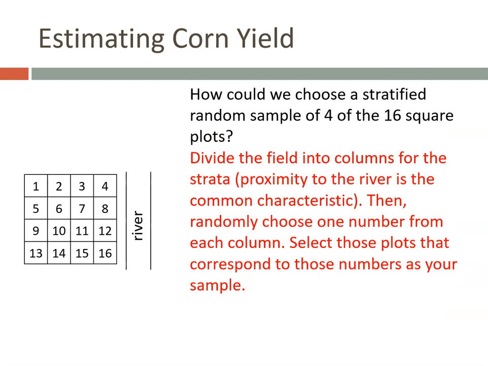How could we do a stratified random sample of 4 of the 16? With stratified, you need to make them into groups that are alike, and then you pick some from each group. So in this case, I'm going to divide the field into columns for my strata. The common characteristic is their proximity to the river. Everyone in this column to the right is really close to the river versus all the way over here, they're all really far. Then I'm going to randomly choose one number from each column using a simple random sample strategy. Then you're going to select those plots that correspond to those numbers as your sample.